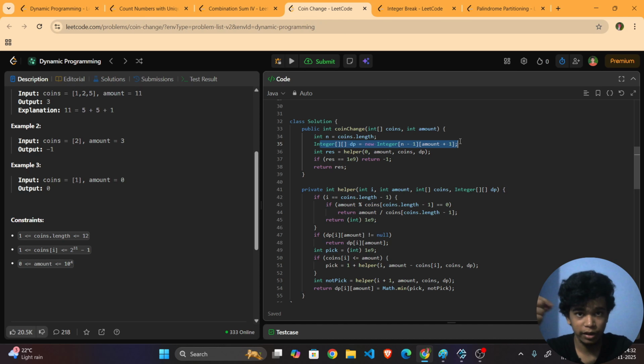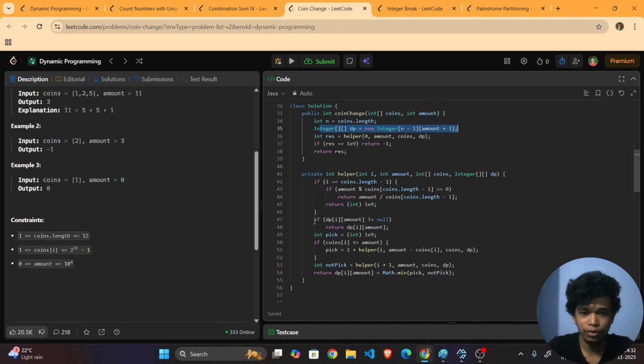So index will be starting from 0. The row number will be starting from 0, going up to where? Going up to n minus 2, the index value range. Meanwhile, in amount, it will be starting from 0, going up to amount as the index. So it will be amount plus 1. Can you understand this? So what is the next step we want to do here?